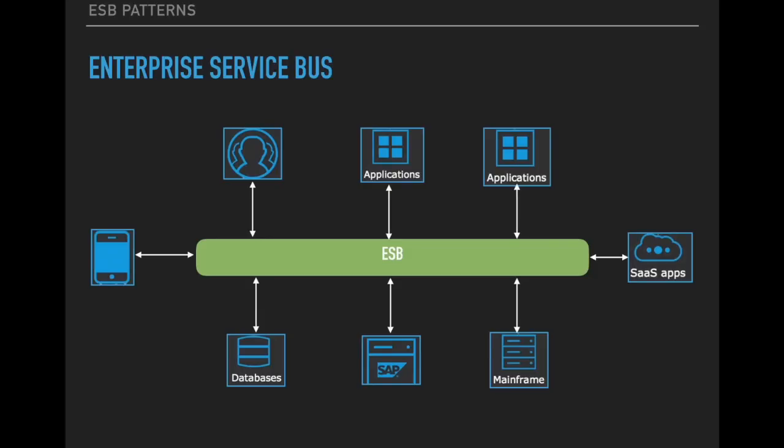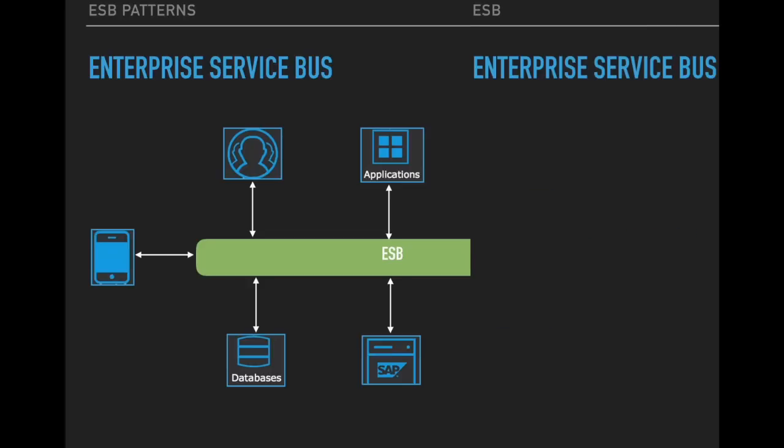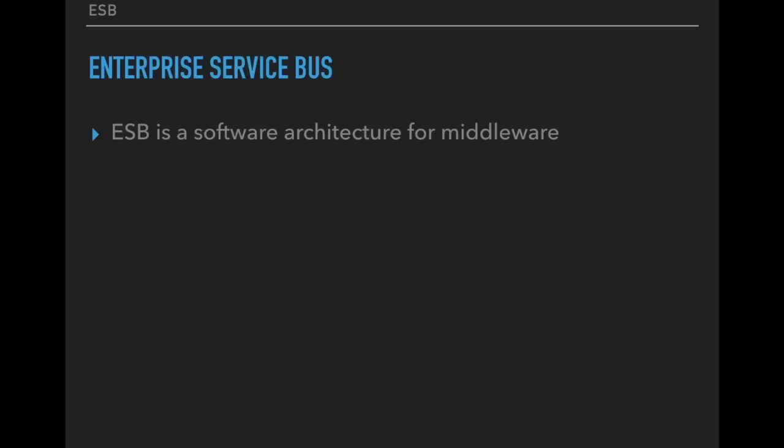There are a few basic things any ESB, or enterprise service bus, should support. So what is an ESB? ESB is a software architecture for middleware. It should support SOA, service-oriented architecture. In SOA, we design our applications to be robust and agile, and we divide them into small microservices or component-based functionalities. And any enterprise service bus should hide the complexity.